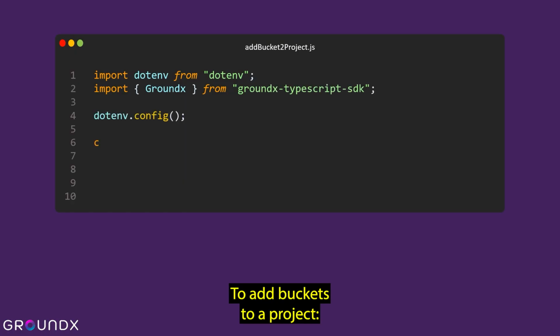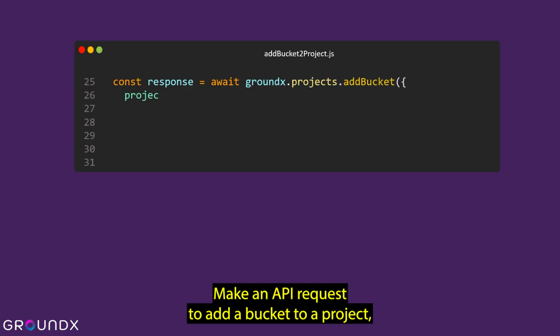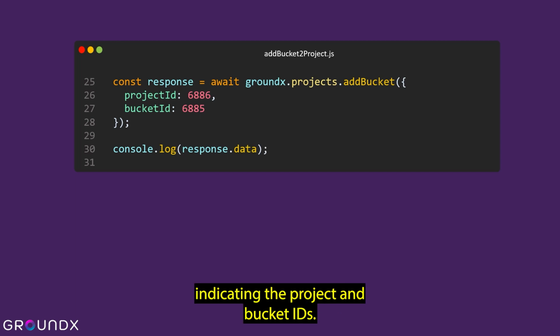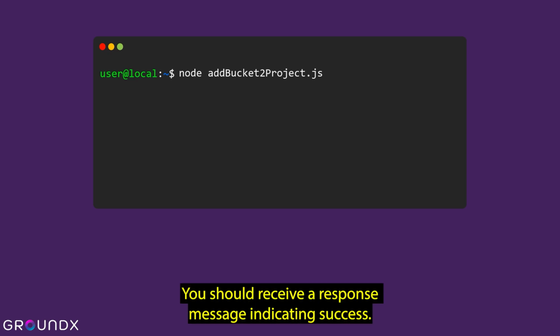To add buckets to a project, set up your environment. Make an API request to add a bucket to a project, indicating the project and bucket IDs. You should receive a response message indicating success.